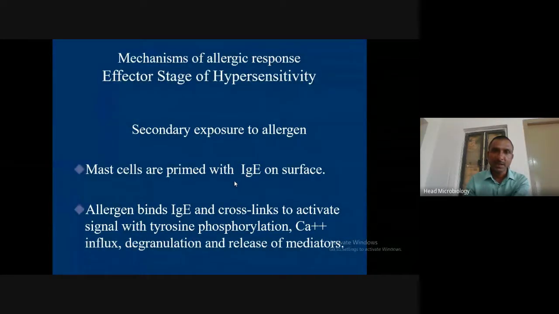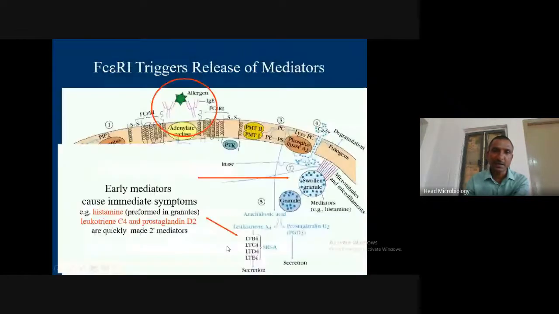The mechanism of allergic response has stages. On secondary exposure to allergen, mast cells are primed with immunoglobulin E on the surface. The allergen binds to the IgE and cross-linkage activates the signal with tyrosine phosphorylation and calcium influx, causing degranulation and releasing the different mediators. Here the trigger releases the mediators, the allergen and antigen with IgE.